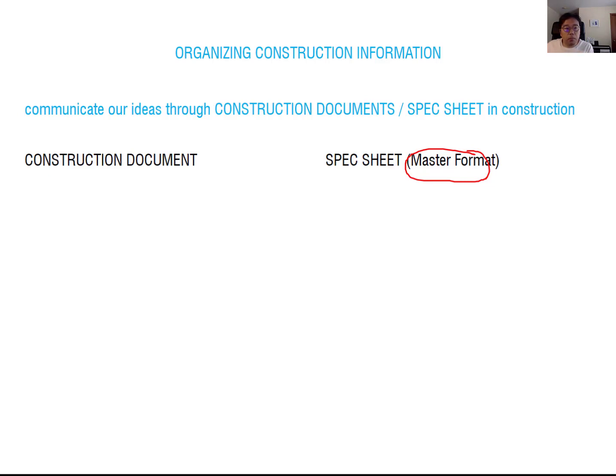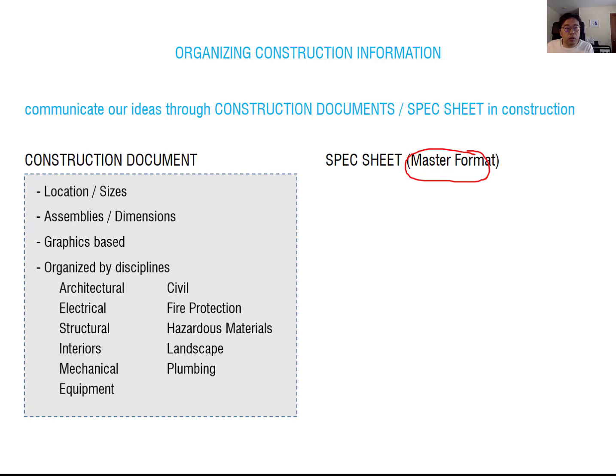Okay, so let's compare the construction drawing document and the specification sheet. The first one, the construction document, is more graphic based. You have to include all the graphics. You also have to include all the detailed information, detailed assemblies, and the base drawings: section, plan, and elevation. You also have to indicate your project site, project location and project size, and all the dimensions for the graphics.